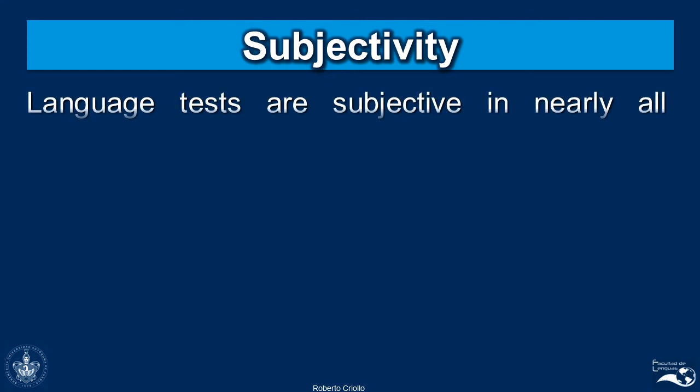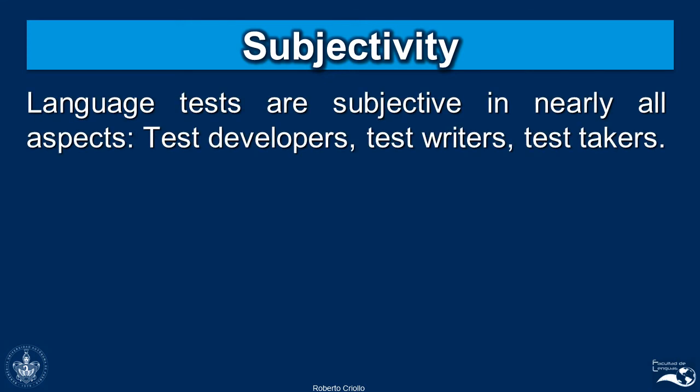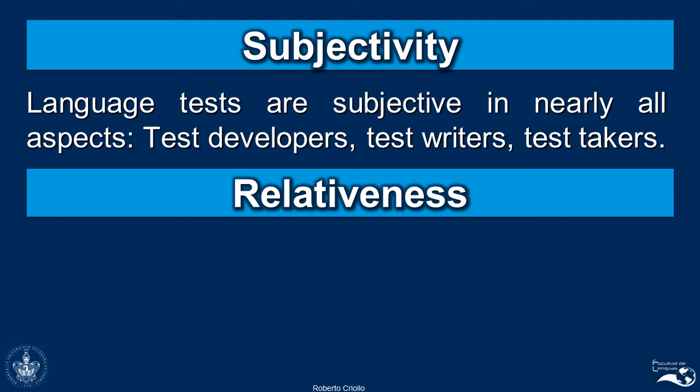Now, there's also subjectivity, and in this case we can say that language tests are subjective in nearly all aspects. That means the people who develop the test, the people who write the test, the people who take the test. Why? Because all of these people are humans, and all of the decisions that they make are based on their own perception. That means they are subjective. And we can say, in that sense, that we can make a test very, very difficult on purpose. We can make it easy. We can make it with a relatively medium level of difficulty, depending on the tasks and on the content that we select.